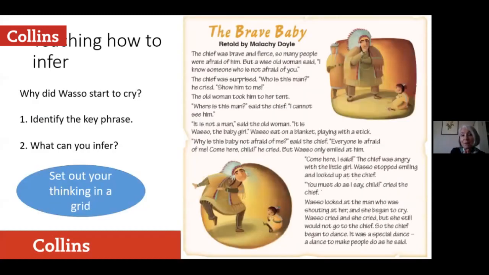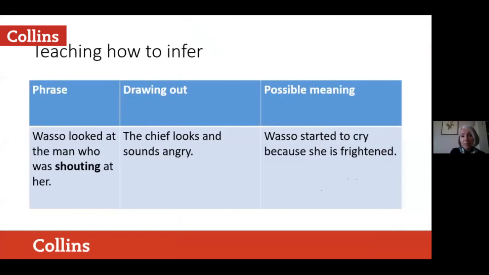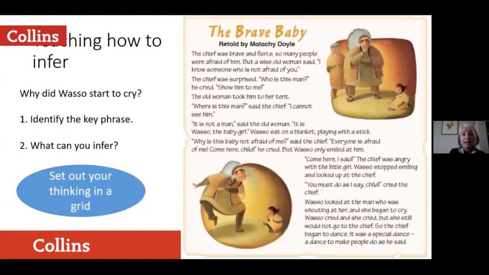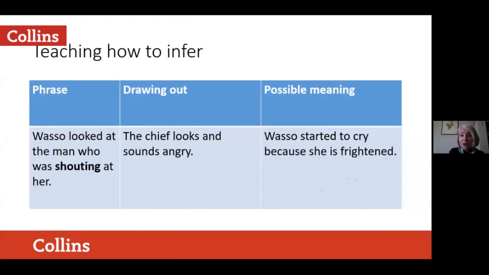So when the examiner says, why did the baby start to cry? You identify the key phrase. Well, Wasso looked at the man who was shouting at her. He's shouting at her. She doesn't like shouting. Babies cry when they get shouted at. The chief looks angry and sounds angry. So she started to cry because she's frightened. But it doesn't say that explicitly in the text. We need to encourage and help our students identify the phrases, work out what they mean, and then answer the question based on the information in the language in the text.